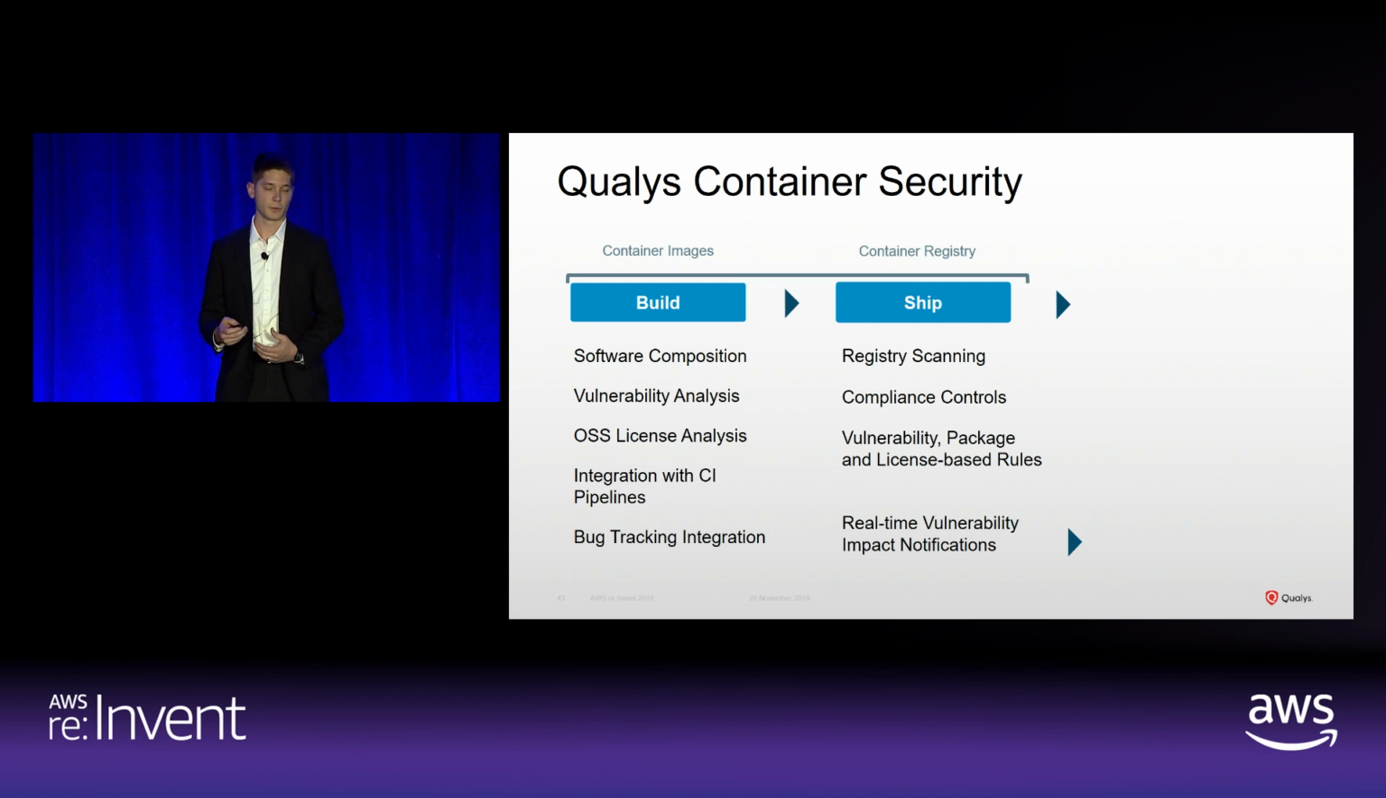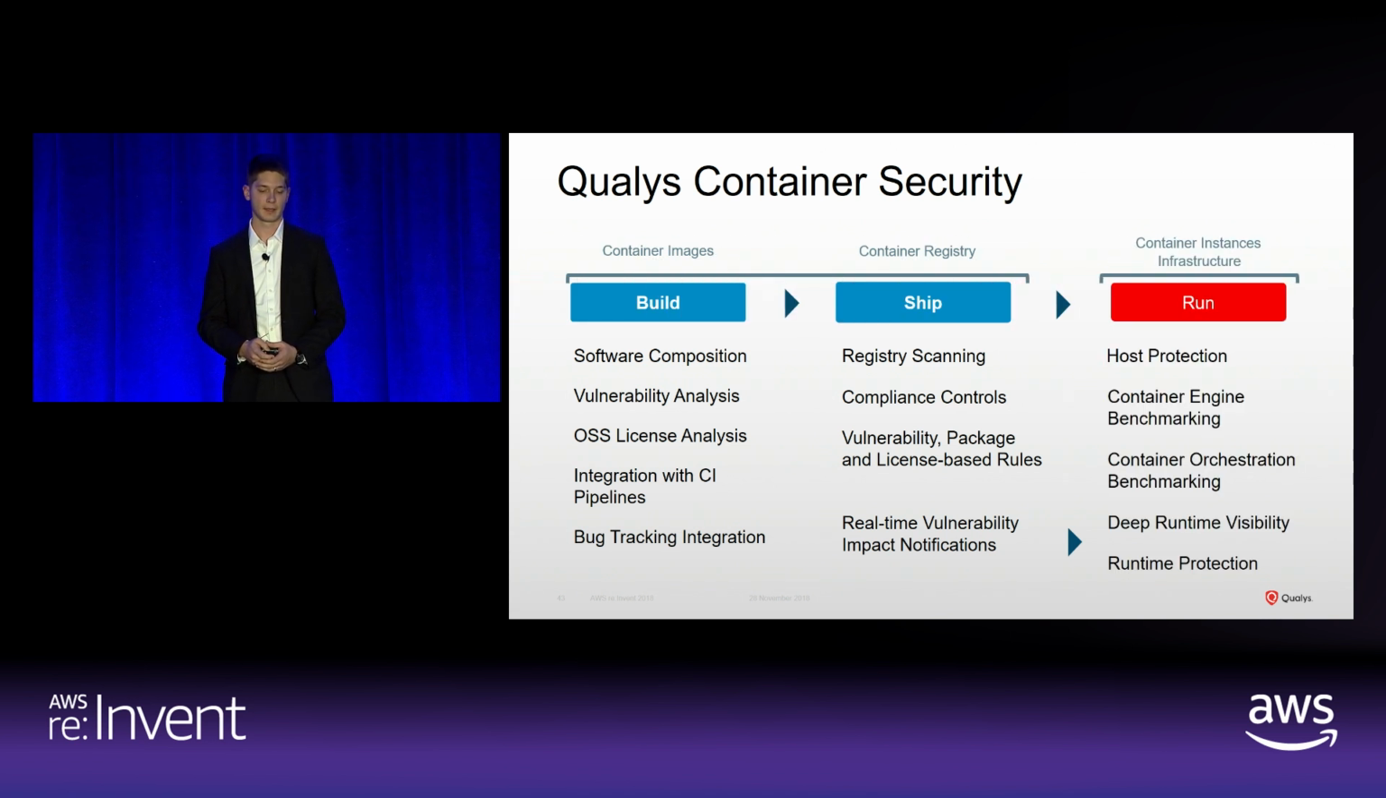So at the ship phase, we can also connect to your registry. We can scan it, give you that inventory, tell you what images are there, what software is on those images, what vulnerabilities are associated with those images, and of course, the licensing as well. And we also insert into the run phase. We have a sidecar container that will run on your Docker engine. That container can then look and see what containers are running. It can scan those containers. It'll tell you what software is on them, what vulnerabilities, and so on.